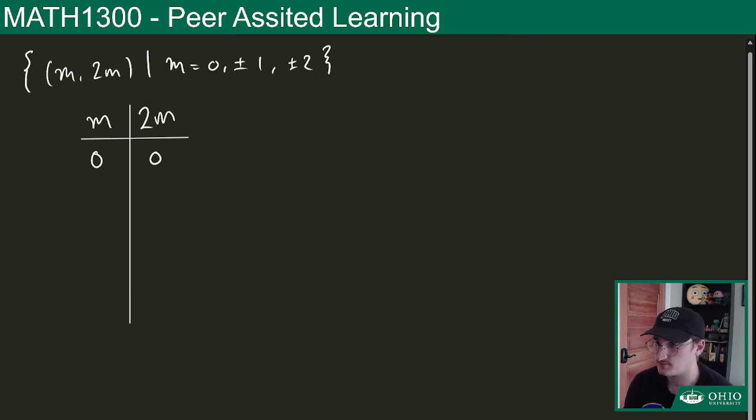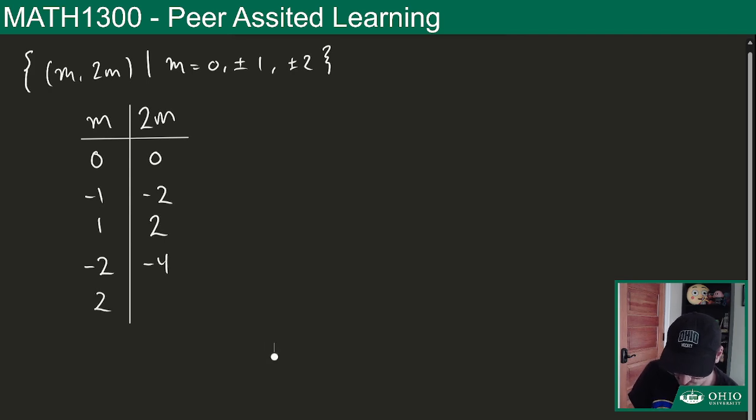The next value is that we can have a negative 1. And then if I take 2 times negative 1, I get negative 2. Again, we could have a positive 1. And then 2 times positive 1 would be positive 2. And then we can have a negative 2. 2 times negative 2 is negative 4. Positive 2. 2 times positive 2 is positive 4. Okay, so now we have a set of pairs that we can work with. So let's actually try and graph this.